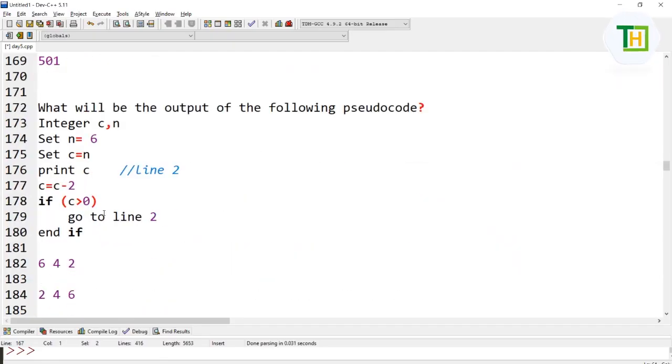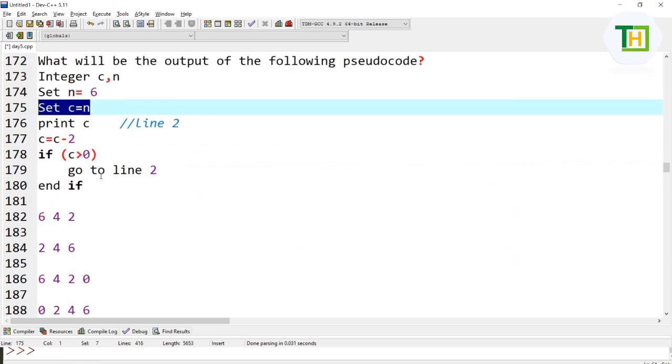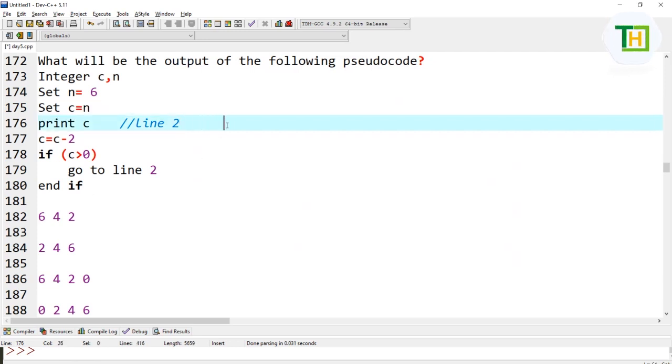Okay. I'm moving to the next question. N is equal to 6. C is equal to 6. And I have to print C here. C value is going to be 6. The answer is, first of all, it is going to print 6 here.